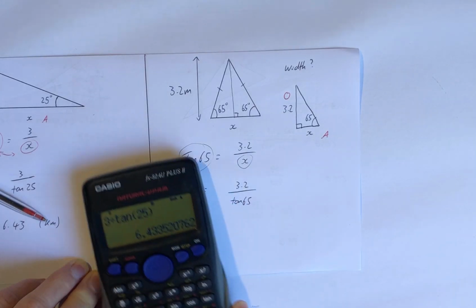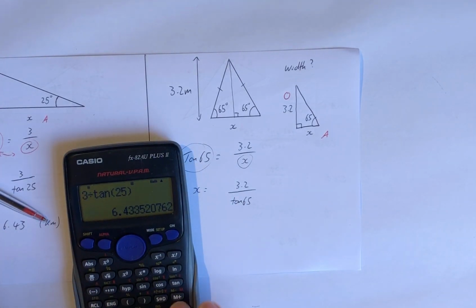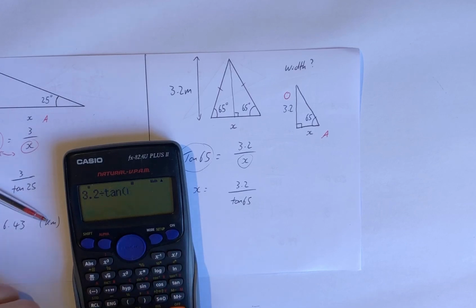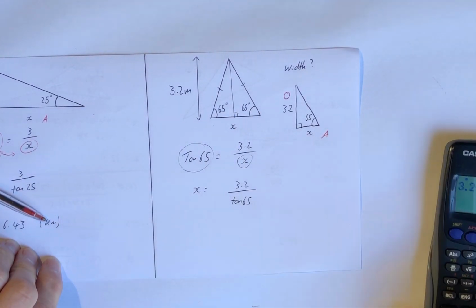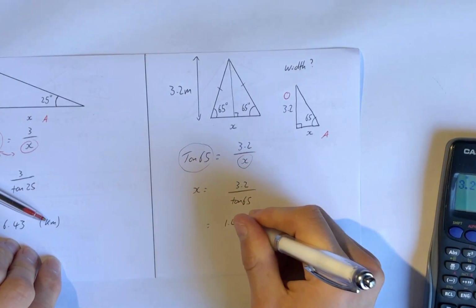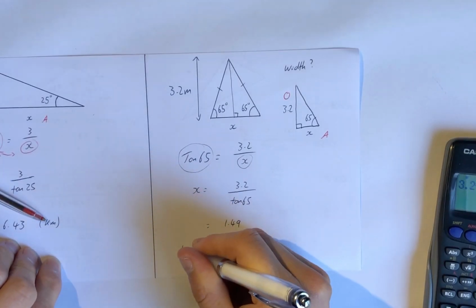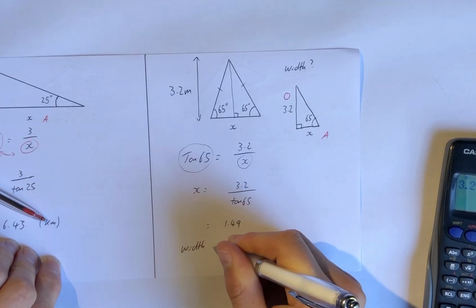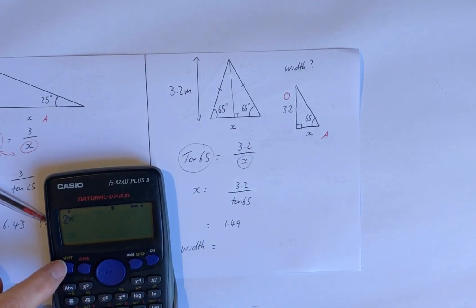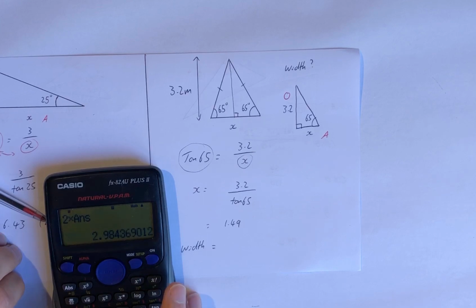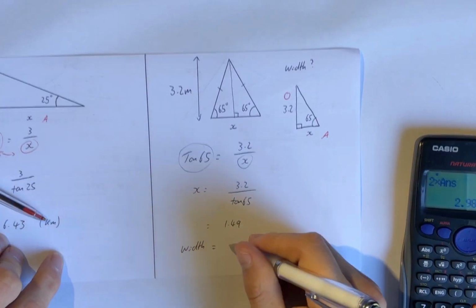And so I just chuck that in my calculator and I'll have half of the width, won't I? 3.2 divided by tan 65. What do I get? 1.49. And the width will be double that. So 2 times the answer, 2.98.